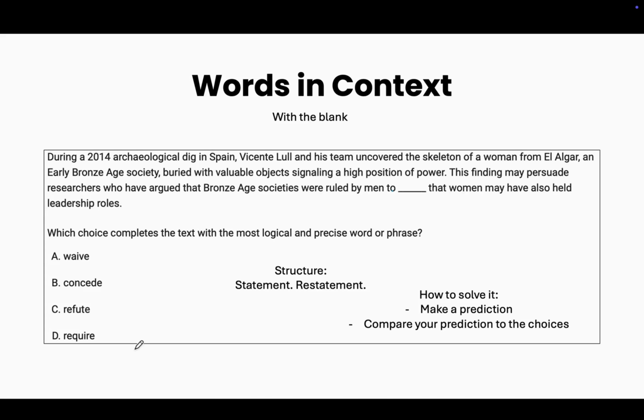So now that we are done with the writing section, let's start the reading section. And the first reading question type I'm going to talk about is the one that almost every single student struggles with, which is words in context, or those vocabulary questions.